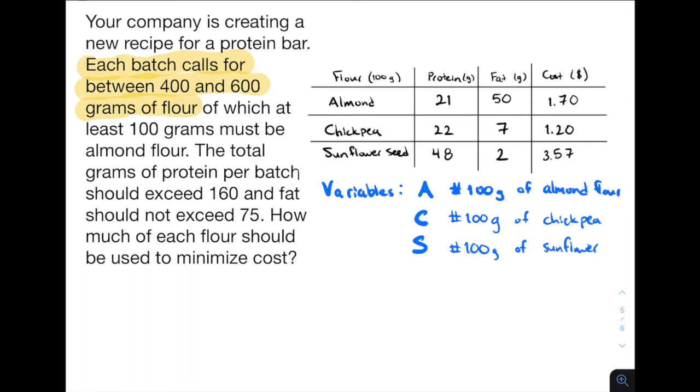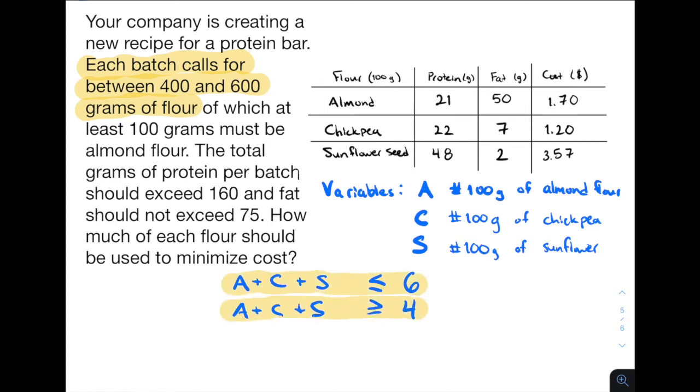The first inequality is what it's less than or equal to, and since each A contains 100 grams of flour, each C contains 100, S is 100, we'll have A plus C plus S less than or equal to 6 rather than 600. Similarly, we'll have A plus C plus S greater than or equal to 4 as our second inequality.